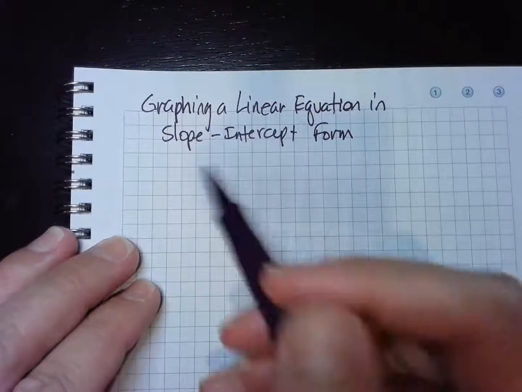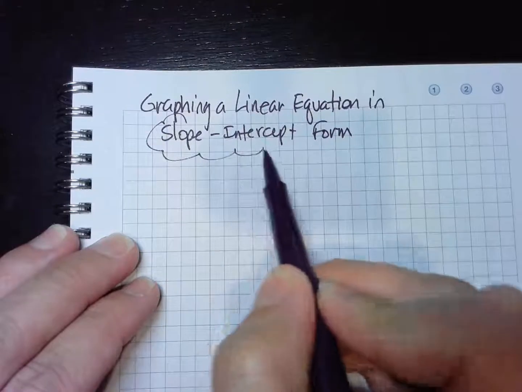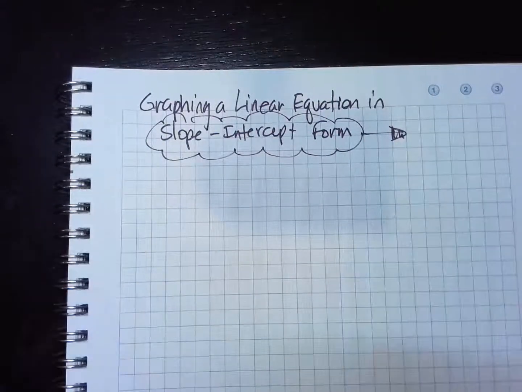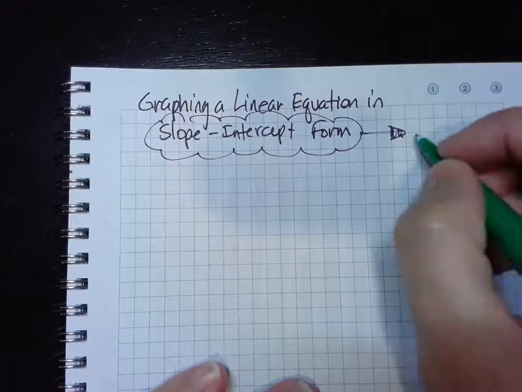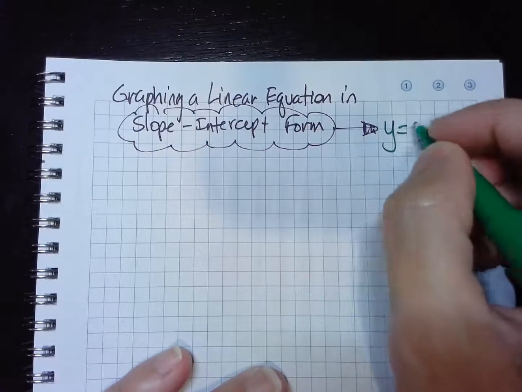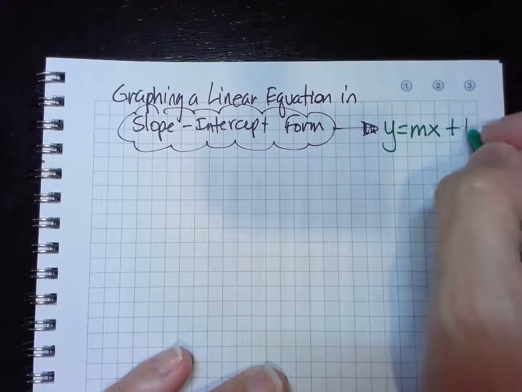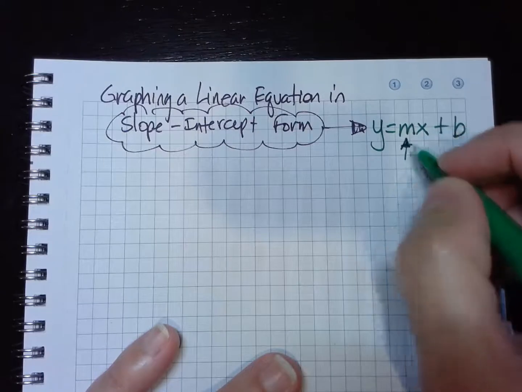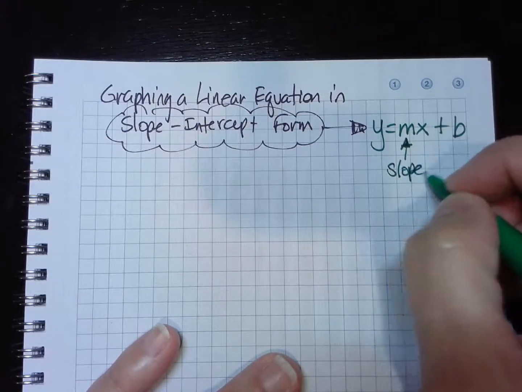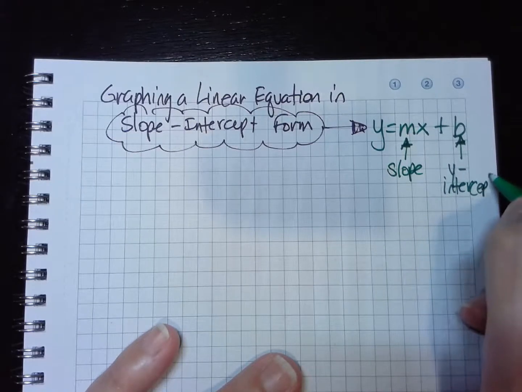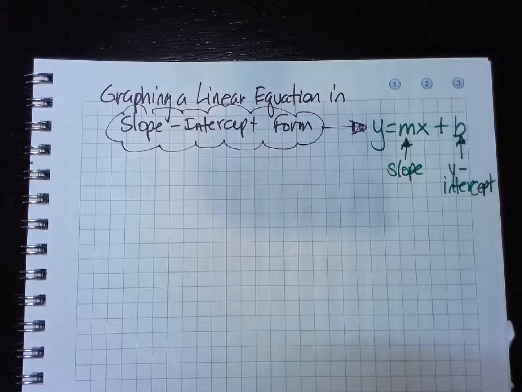Okay, so the first thing you have to know is what is slope-intercept form. Slope-intercept form is when you write your equation as y equals. So it's y equals mx plus b. The m is the slope of your line, and the b is the y-intercept. That's where it goes through the y-axis.